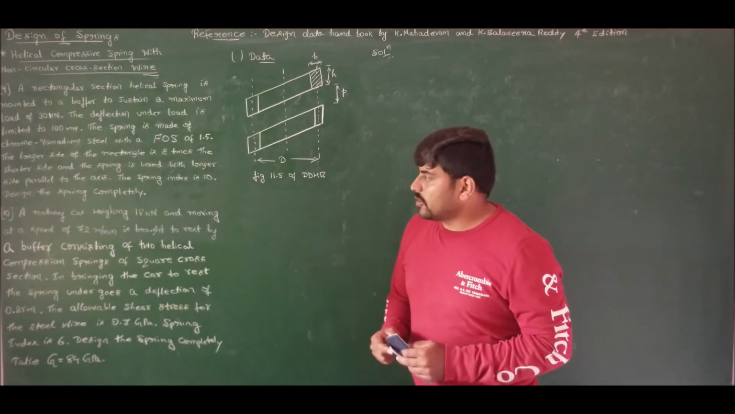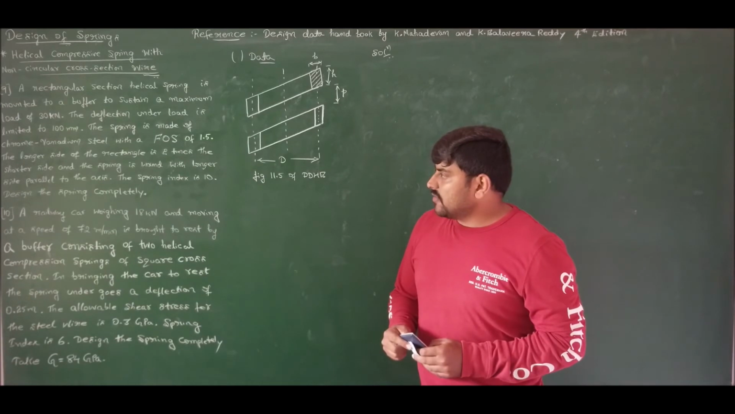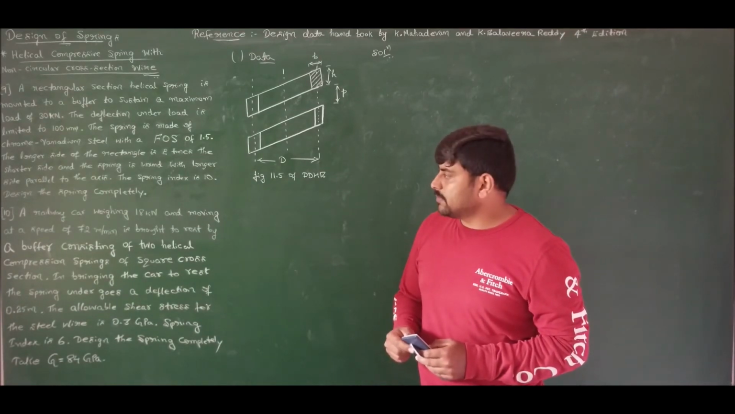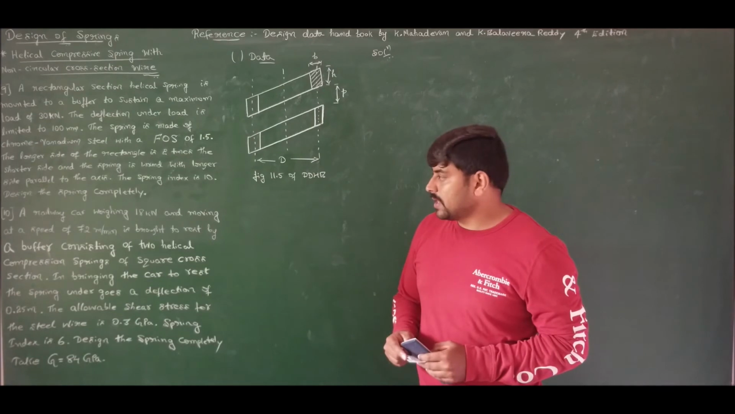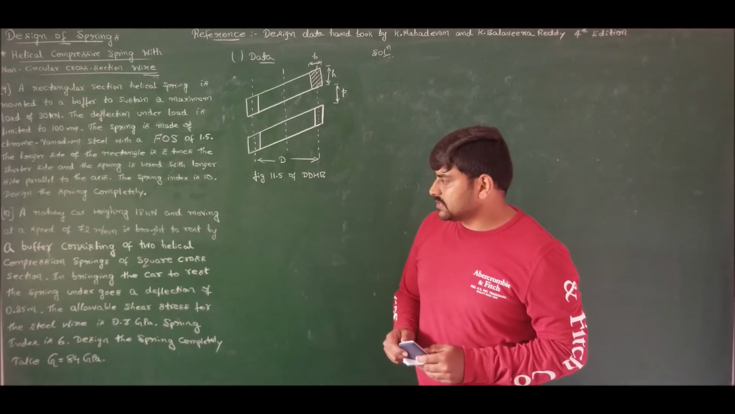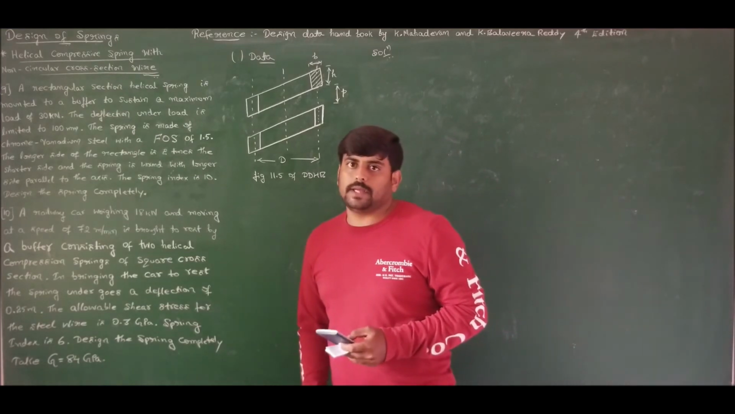Now moving ahead for problem number 10 of our discussion. A railway car weighing 18 kilonewtons and moving at a speed of 72 meters per minute is brought to rest by a buffer consisting of two helical compressive springs of square cross section. In bringing the car to rest, the spring undergoes a deflection of 0.25 meters. The allowable shear stress for the steel wire is 0.3 gigapascals. Spring index is 6. Design the spring completely. Take modulus of rigidity G as 84 GPa.